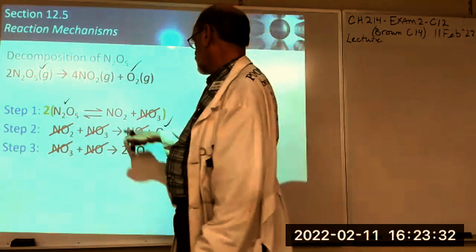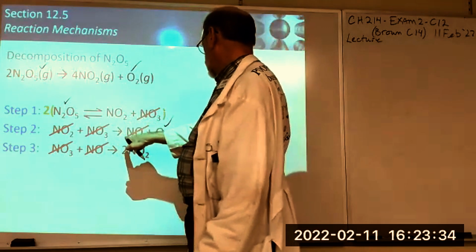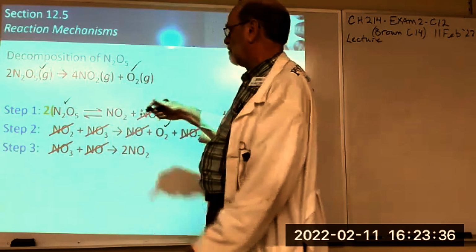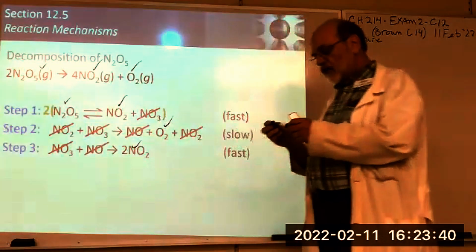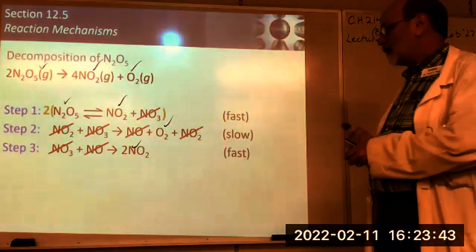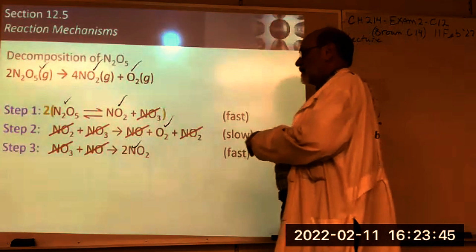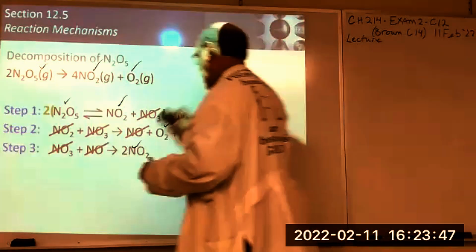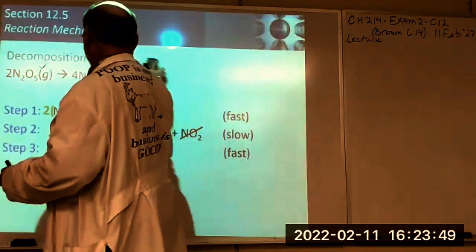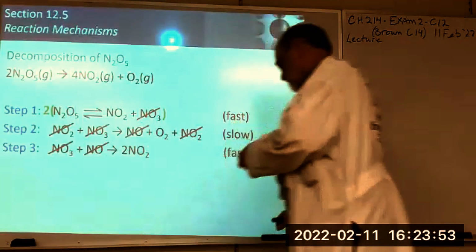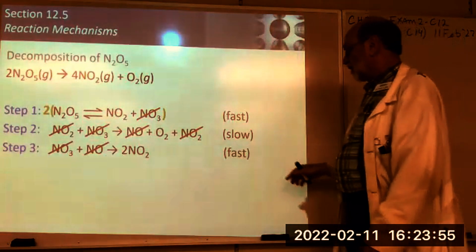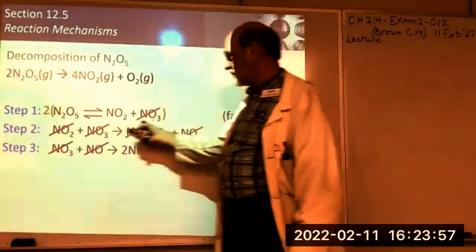How about NO2? 2, 3, 4. We're good. Yep. So we met the first condition. Add them all together, and you get the overall reaction. So that part is satisfied. And the slow step in all of this is this reaction.